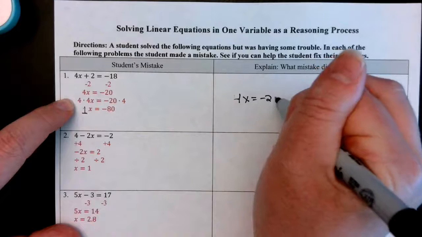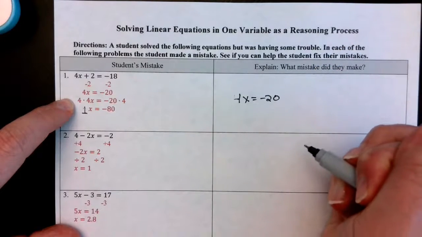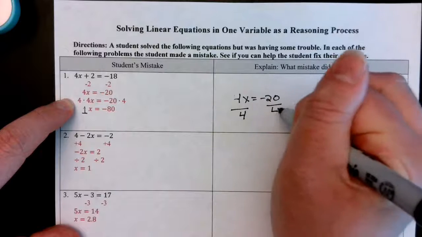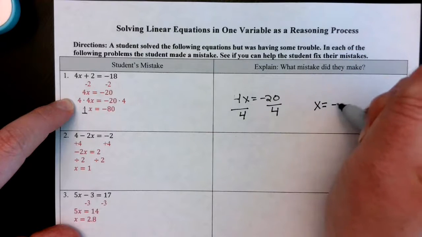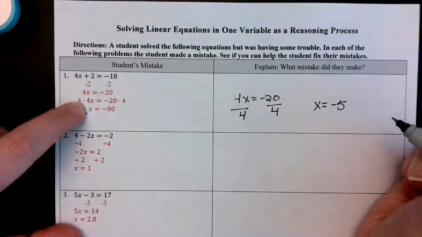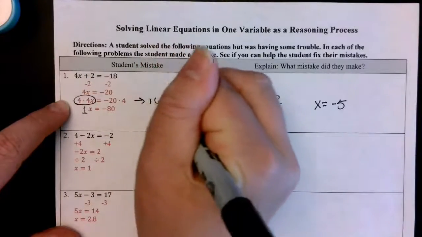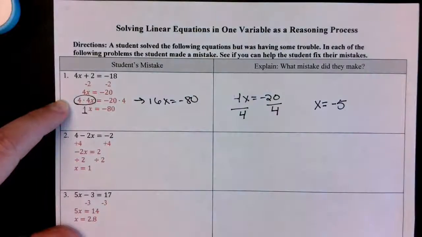4x equals negative 20. To get the x by itself, you need to divide both sides by 4, and x equals negative 5. Because in this step right here, that would get us 16x equals negative 80, which is not going to get us the correct answer.